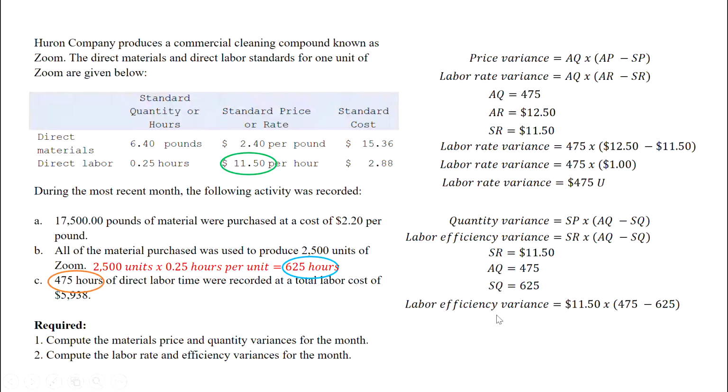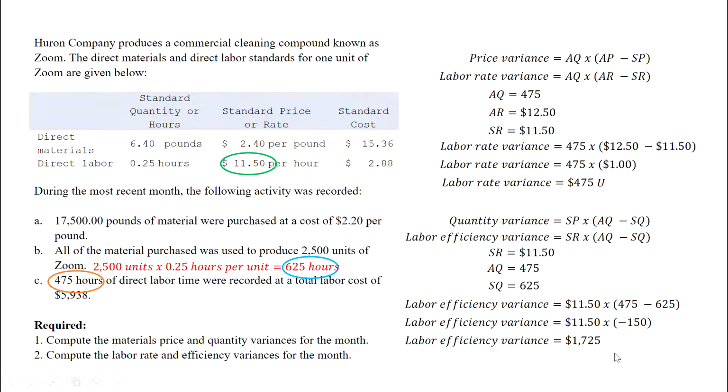Let's go ahead and execute this. Labor efficiency variance, standard rate $11.50 times actual quantity of 475 total hours minus standard quantity total hours of 625. $11.50 times, in this situation, it'd be a negative 150 because I actually used 475 hours, but I thought I was only going to use 625, so I saved 150 hours. 150 hours saved times $11.50 gives us a total labor efficiency variance of $1,725.